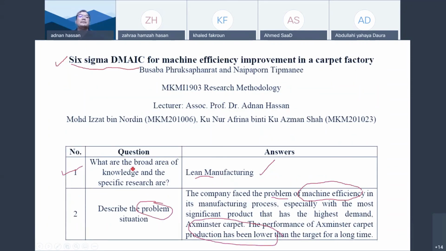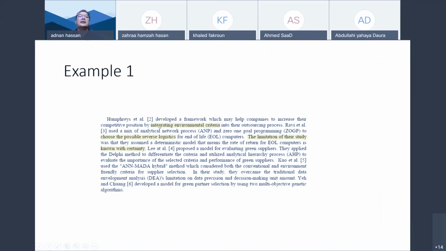Let me see the other one. I think from Ahmad. This is from you, Ahmad, right? So the paper was talking about, we see here, when you read a paper, especially the introduction, it talks about the limitations of previous work. So this is the gap. The previous work assumed a deterministic model with a known uncertainty. So this is how people comment on previous work.